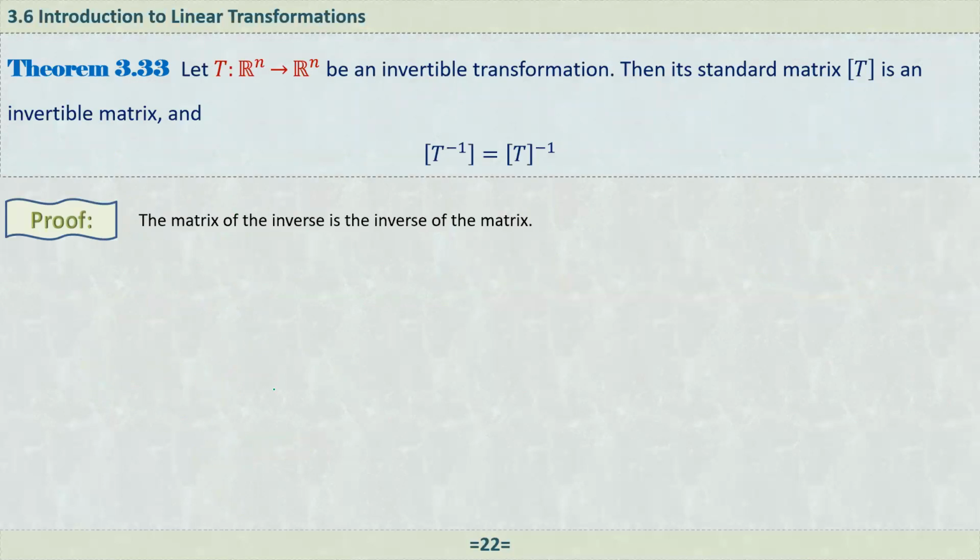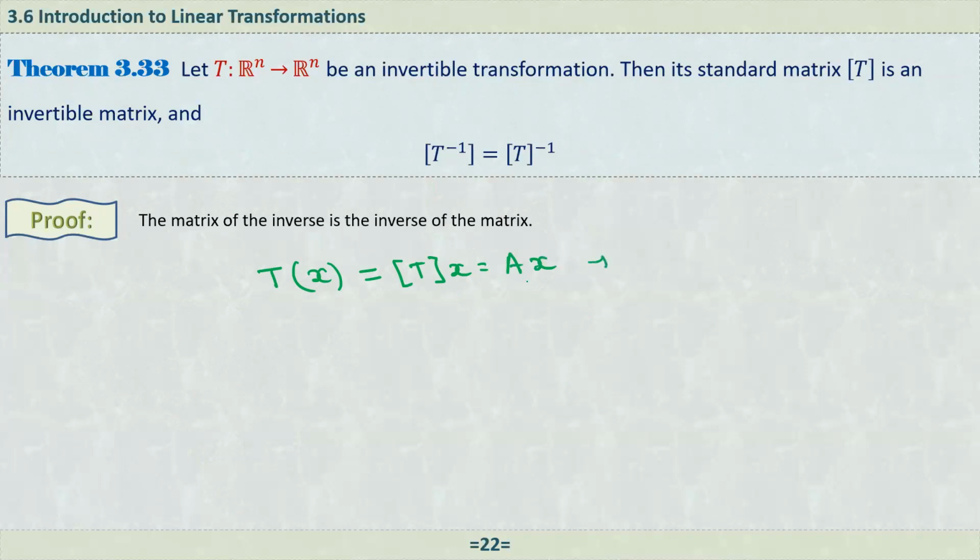In the theorem, we can generalize this rule. Again, you are talking about an invertible transformation from Rn to Rn. Then its standard matrix T is an invertible matrix, and its inverse is this. That means we need to find, if we are talking about this transformation, let's say it is X, and here the standard matrix of T. If you denote this by A, here we have AX, right?